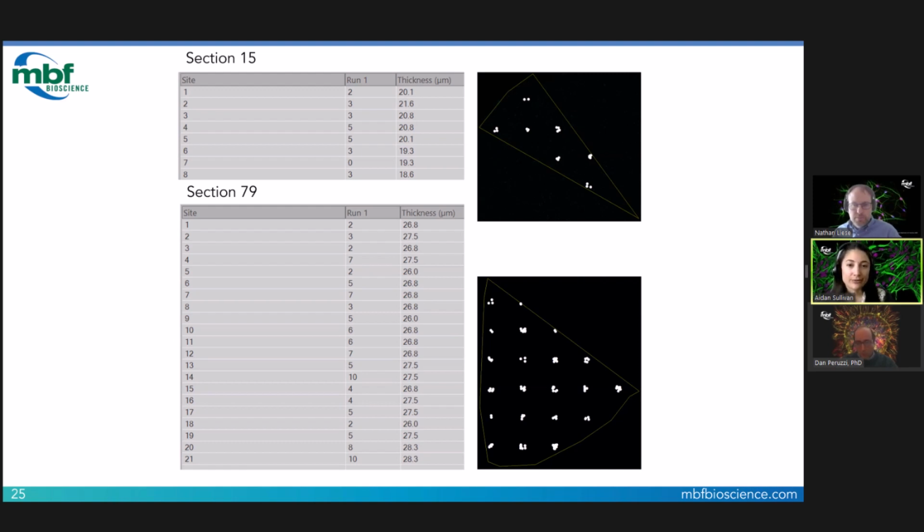And Dan, I really want to take a look at the thickness measurements with you for these two sections. In section 15, the average is pretty close to 20 microns in Z for the total tissue extent at each site. So it seems like that will work well for the 20 micron dissector I used for the pilot study. But notice there are 3 sites that measure under 20 microns though. Is that okay?